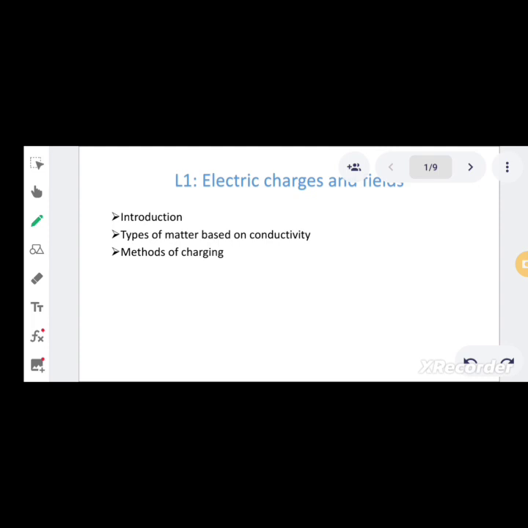Today we'll start the first chapter of Physics class 12, that is electric charges and fields. Today these three topics we will try to cover. The first one being the introduction to charges. Then we'll start with types of matter based on conductivity. Then we will see methods of charging. So let's start with the first topic.